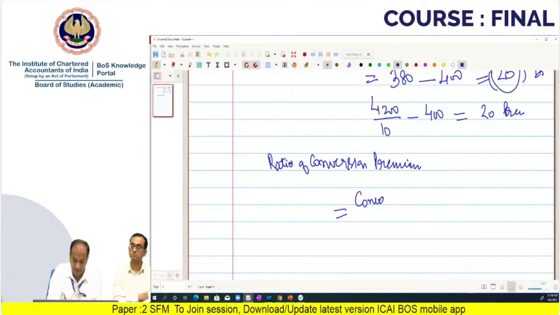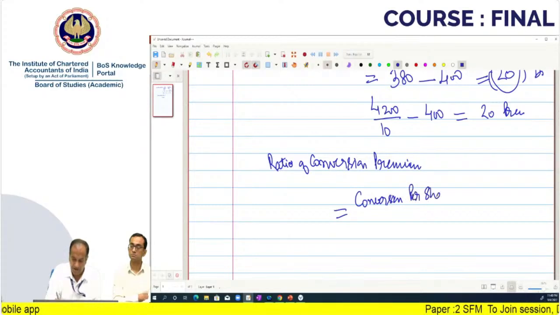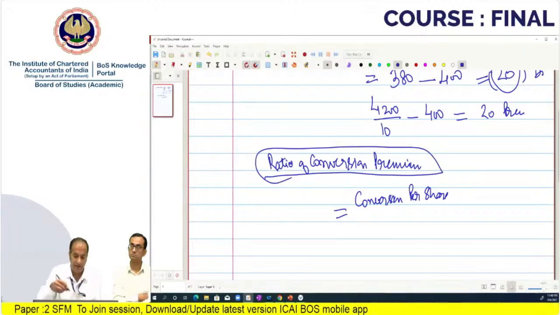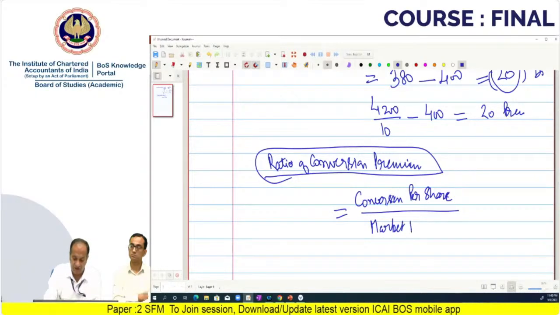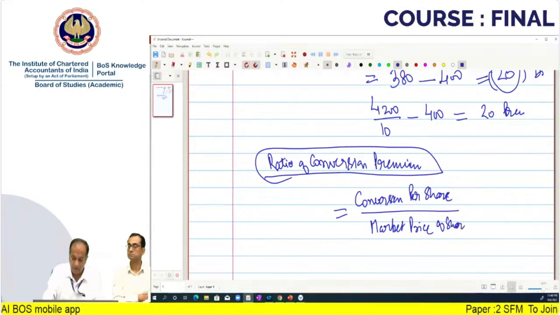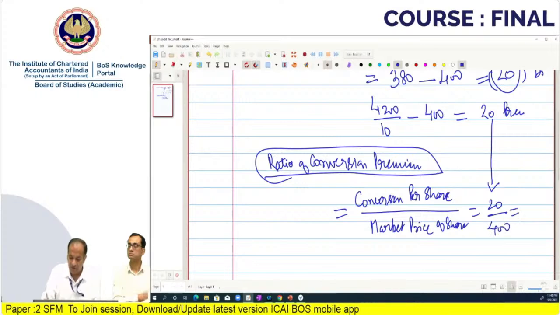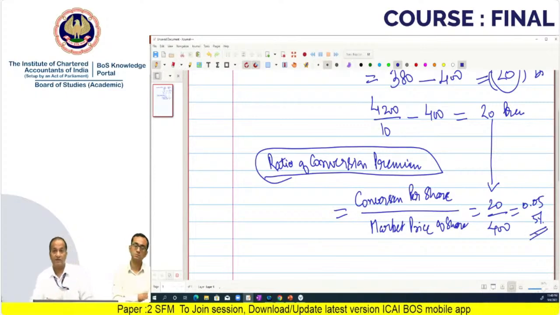Conversion premium per share. Very simple. Ratio of conversion premium means how much I am paying above the market, divided by market price. So you know, cram this formula. Again, I am telling you. Here the premium is 20. It is trading at 400. So it means I am paying a premium of say 5% because of this conversion route.